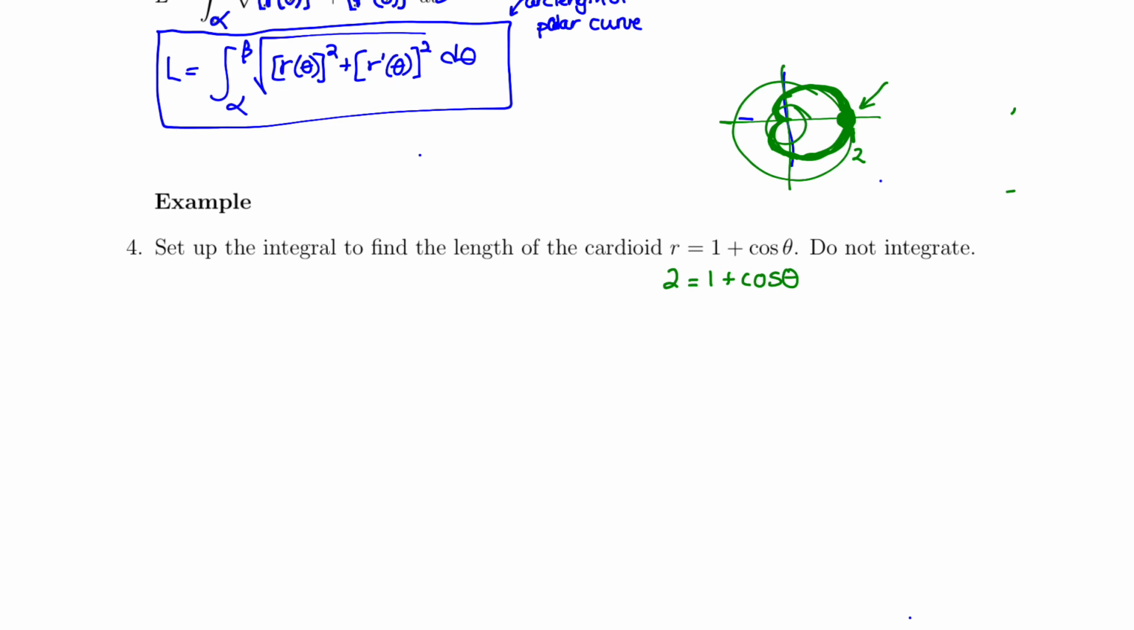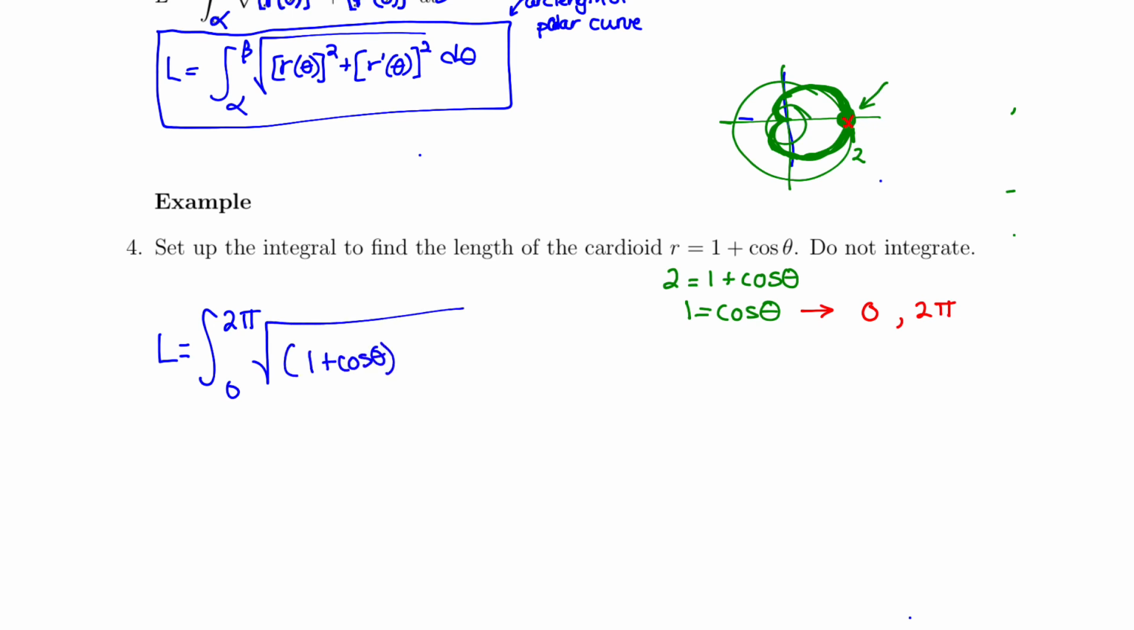To check, we say, okay, our radius is 2. That means when 2 equals 1 plus cosine theta, or 1 is cosine theta, that's our point where I'm going to choose to start and stop. You can choose any point along the curve, but that's where I'm going to choose. Cosine theta is 1 at 0, and then again at 2 pi, and so I think those are the limits I would use. To get the arc length, I would go 0 to 2 pi. I'd throw my radius in there and square it.